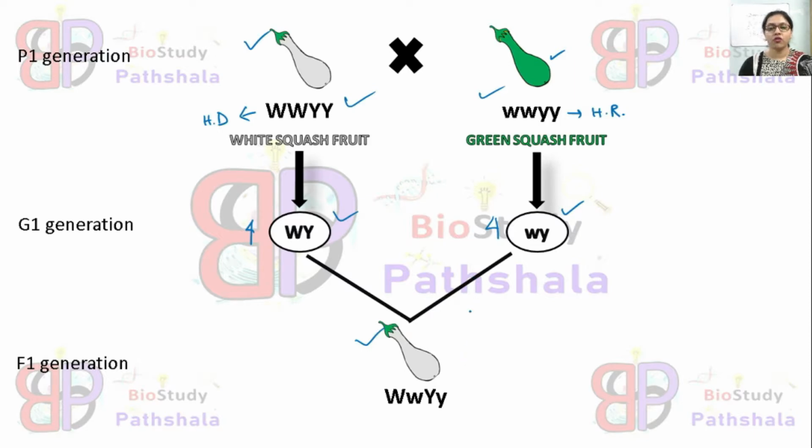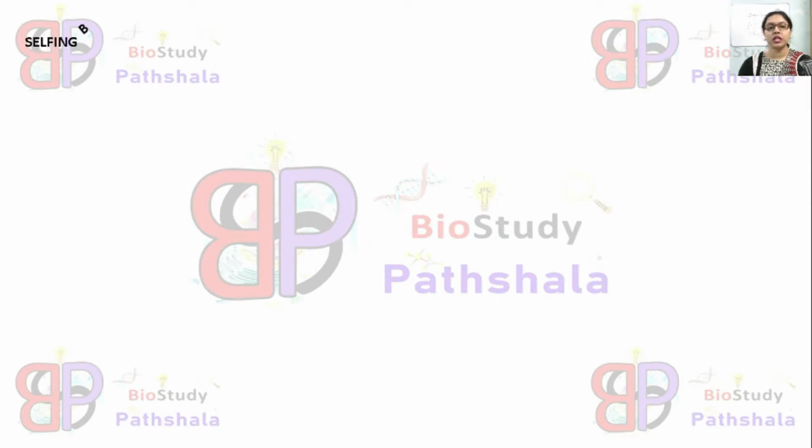The phenotype, obviously, you can see as well: white coloration. So this is about the F1 generation. Now if we want to see the selfing between F1 individuals, that means completely the F2 individuals' genotype and phenotype.